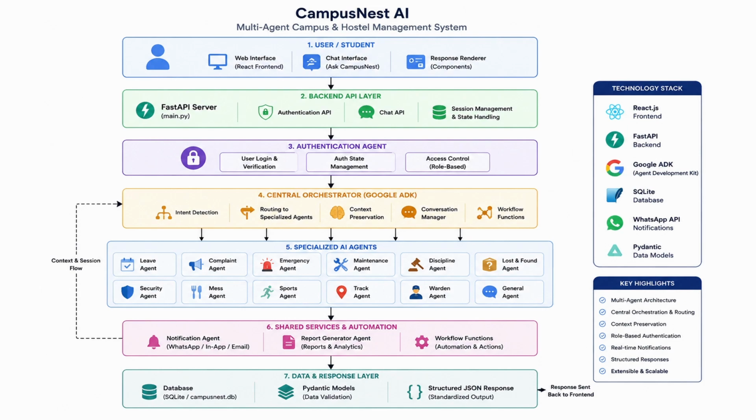Instead of generating plain text, each AI agent returns structured data using Pydantic schemas. The front end then renders reusable UI components such as incident cards, leave cards, finance tables, tracking cards, and history tables. This architecture keeps the system scalable, maintainable, and production ready.